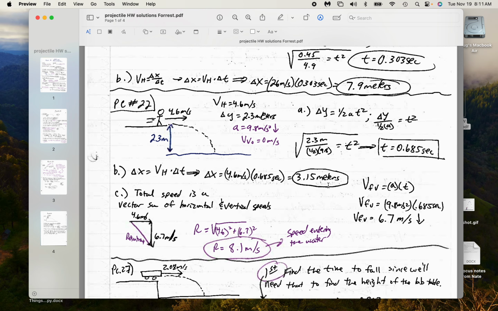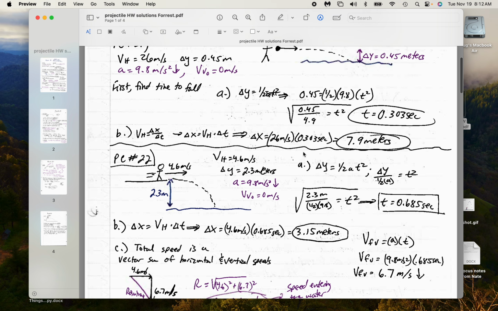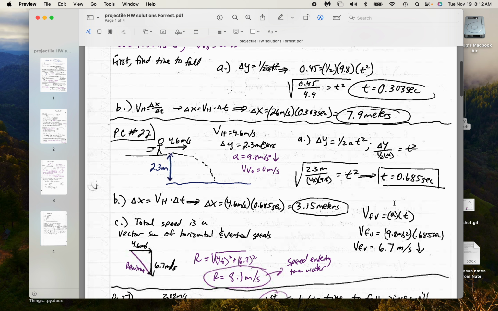For PC22, we've got someone running off the edge of a high dive, and he's going 4.6 meters per second, and you know the height here is 2.3 meters. So the first thing again is to find the time of falling. Do the same thing we did up above, 1/2 at squared. We get around 0.69 seconds. Always be careful to remember to actually take the square root after you put all those numbers in.